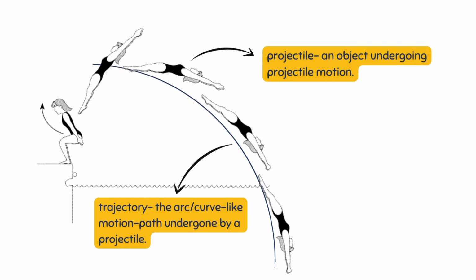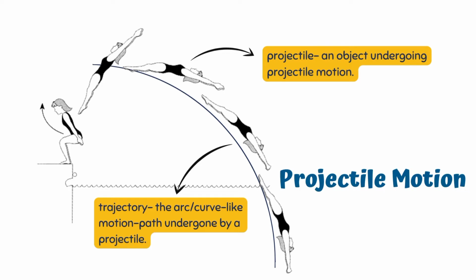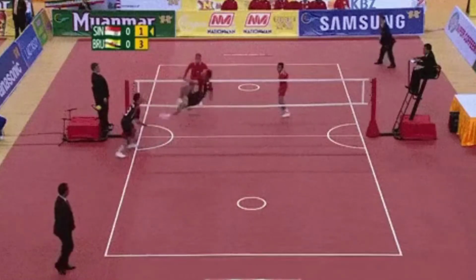With this, the motion of the man undergoes projectile motion. Projectile motion is a form of motion where an object moves in a curved path. The object that is thrown or projected and exhibits projectile motion is called a projectile. The curve-like path undertaken by a projectile is called trajectory.